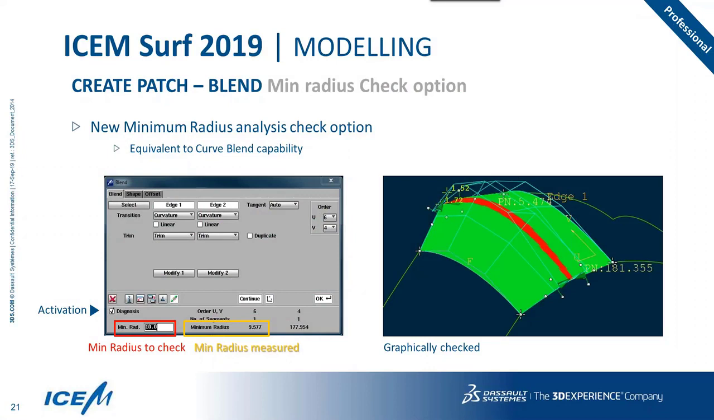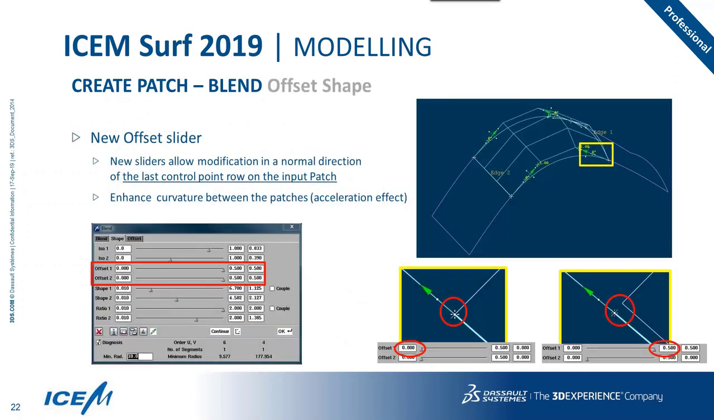Okay, so we've made some changes to create patch blend. There are one or two changes to that. So the first one is we've added the minimum radius check. Okay, so this is a nice feature which is similar to the curve blend capability you saw in ICEM Surf 2018. So you can see that you enable the diagnosis with this tick down here. You type in your minimum radius, and here on the right-hand side, you can see this is actually what the minimum radius is at the time where it's measured. Okay, and then you get this red line if you violate the minimum radius. So I'm going to show you this in a minute.